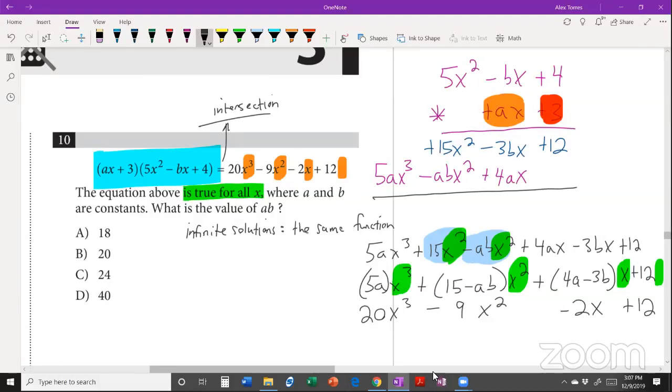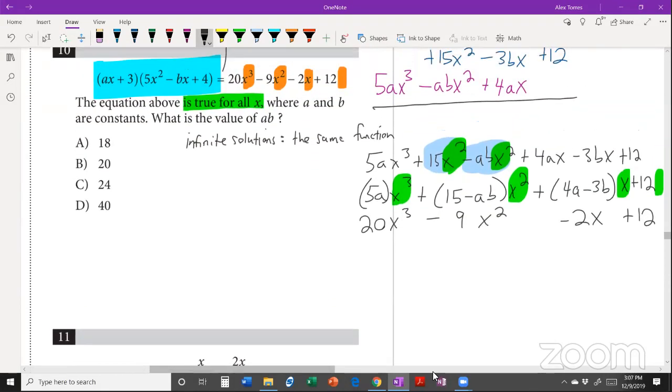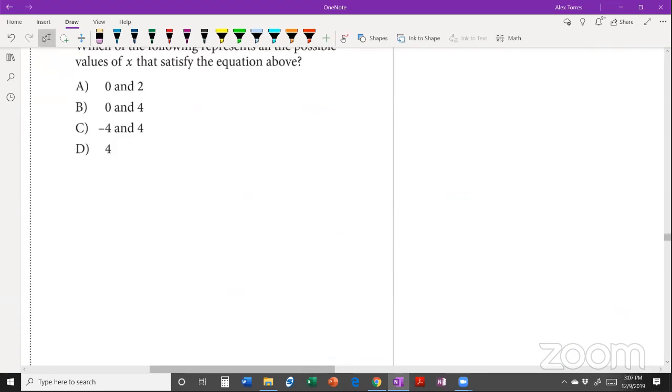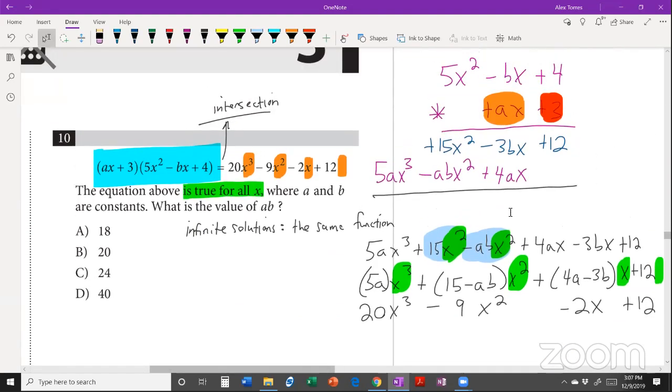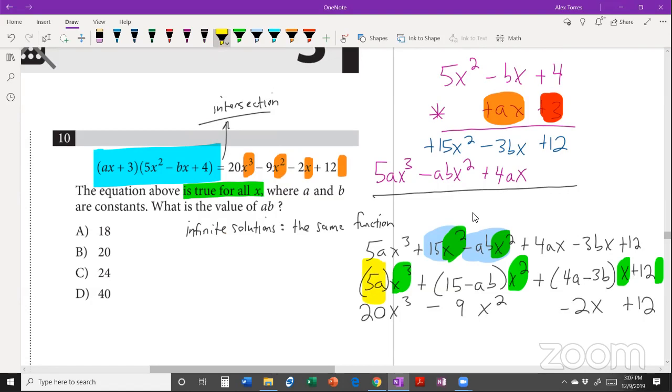So like we said a moment ago, if they are equal to one another, then we're talking about the addresses here, and you can't have two addresses, right? So we can now say that 5a equals 20 and 15 minus ab equals -9. So let's go ahead and start that. So if 5a equals 20, divide by 5 on both sides, and a equals 4. So now we know the solution for a.